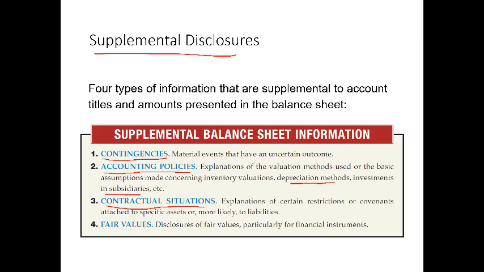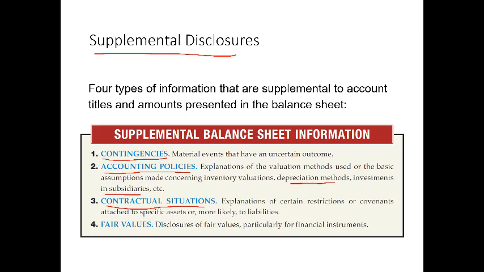Contractual situations is the other one here. A lot of times companies take on debt, you take a loan. So if you take a loan from the bank, part of that loan might say that you're restricted from doing certain activities. So the bank will give you the money as long as you don't invest in really risky stocks and bonds, how about that? Something like that. These contractual situations could restrict your business from doing certain things.